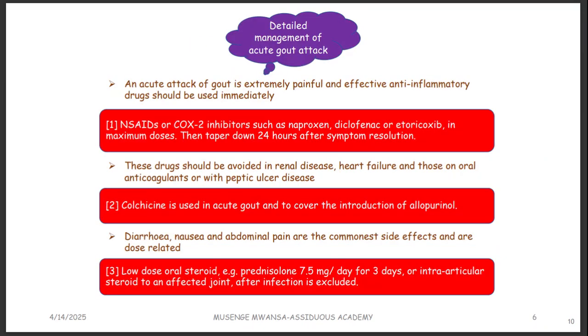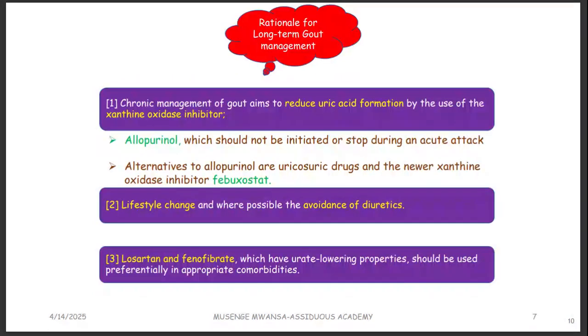You want to relieve the pain that someone is feeling at that given time. How about long-term gout management? So chronic management of gout aims to reduce uric acid formation by the use of xanthine oxidase inhibitors. So you can give allopurinol, which should not be initiated, okay, which should not be initiated or stopped during an acute attack.